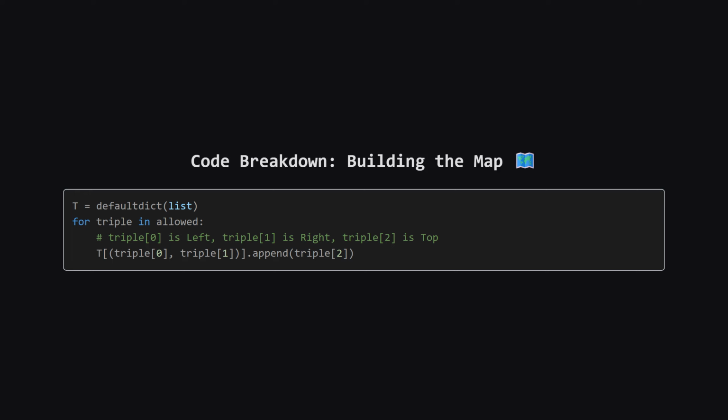First, we initialize our transition map T. We iterate through every string in the allowed list. For each string, we take the first character as the left block, and the second character as the right block. These form our key. The third character is the valid top block, so we append it to the list of possibilities for that pair. This gives us our fast lookup table.